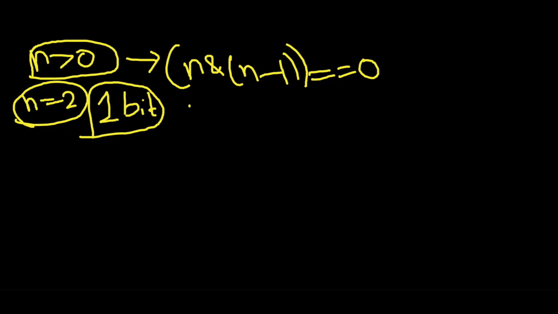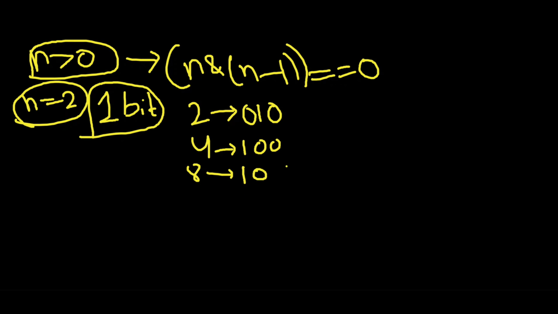So let's take 2's binary, that is 0 1 0, and 4 can be represented as 1 0 0, 8 can be represented as 1 0 0 0, and 16 can be represented as 1 0 0 0 0. We can see that we have only one 1 bit in numbers that are powers of 2. So let's see why we are taking n minus 1 here. What if we subtract 1 from the given number?